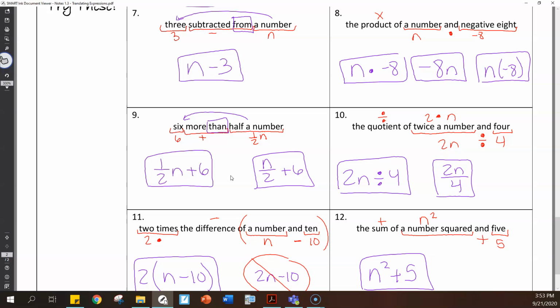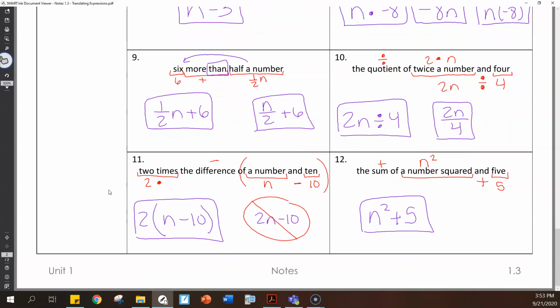Okay. You may see these in different ways. If you did 1/2 n plus 6, that's great. If you did n over 2 plus 6, that's also great. Same thing with number 10. 2n divided by 4 or 2n over 4, both of those mean the same thing. So if it doesn't look exactly like mine, you may still be correct.